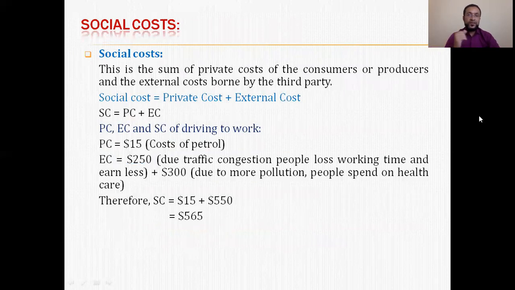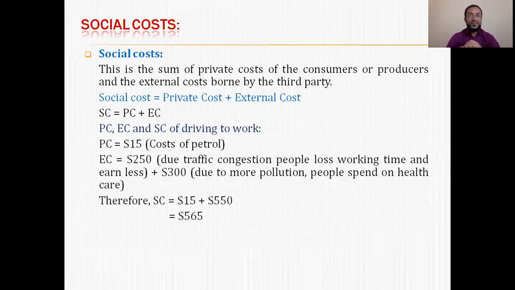Now social cost. Social cost is like the social benefit. It is the total cost incurred by the first party and the third party. That means social cost is the sum of private cost and the external cost. So simply, the social cost is the sum of private cost of the consumers or producers and external cost borne by the third party. So this is the simple equation of social cost. Social cost equals the private cost plus external cost. We can make it easy by taking one simple example and simple calculation.